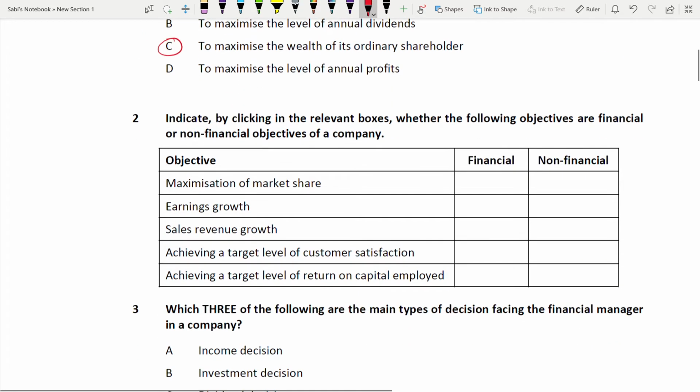Now coming to the second part. Question 2 is a different kind compared to question 1. Here you don't have to select one. Here you have to tick in the relevant box whether the objectives are financial or non-financial. So like this also you will get. The reason why I'm doing these revision kit questions is to show you the varieties of questions and how a question can be tested, so that you know the format of it.